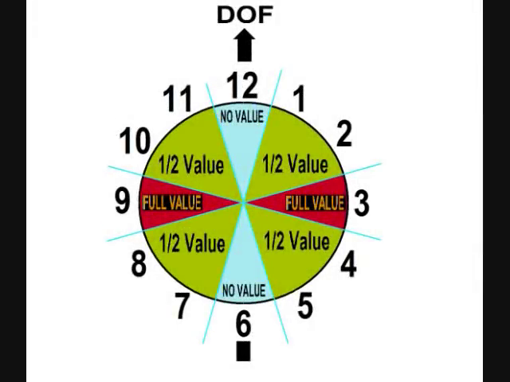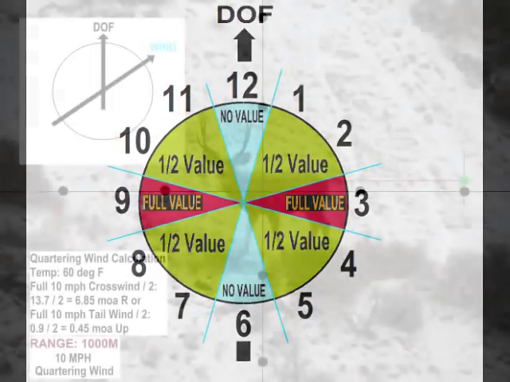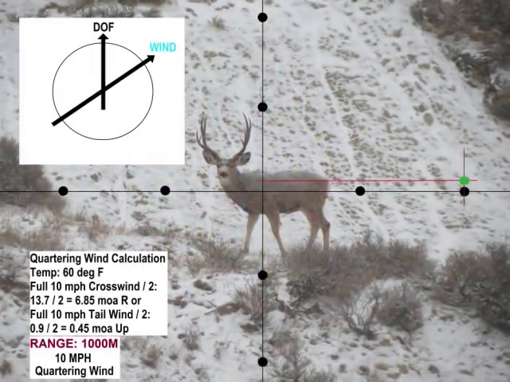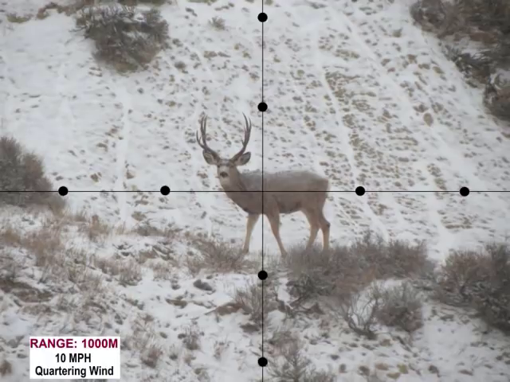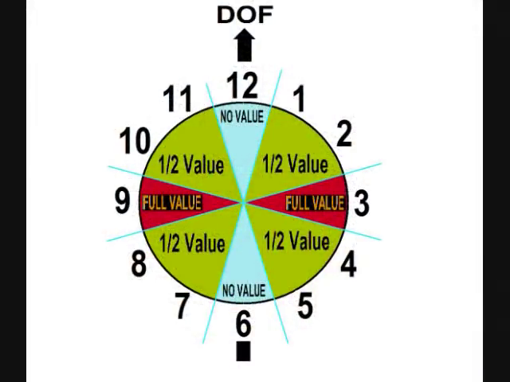Now, we discussed in our clock method, if we look at the clock again, let's say we have a quartering wind coming at approximately a 45-degree angle. We'll say in this case it's coming from like 7:30, so from behind us and to the left, and it's blowing over our shoulder and going forward and to the right of us. The clock method would suggest that if we have a wind coming from that kind of direction, we would simply take a half-value approach, because that's a direct 45-degree angle. So half of the hold-off value.